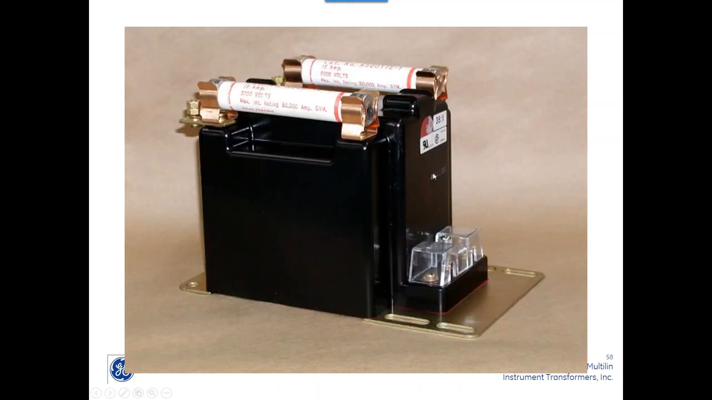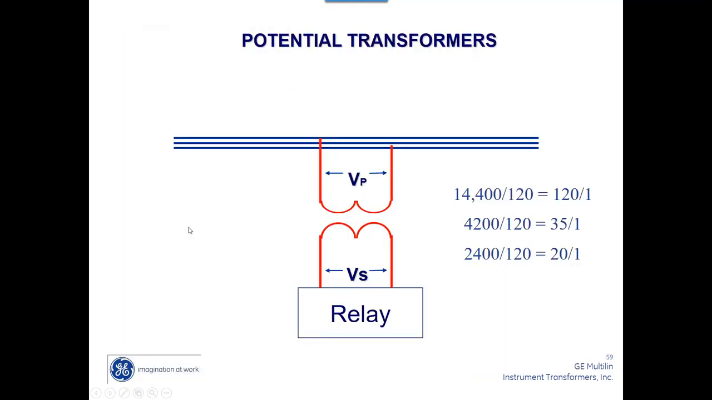Here's a picture of just a 5 kV PT. Control, not current. I'm not sure what you're asking me on that question, Michael. Here's a PT right here. 5 kV, this one came with primary fuses, and these are the secondary terminals right there. And it's just a simple ratio.